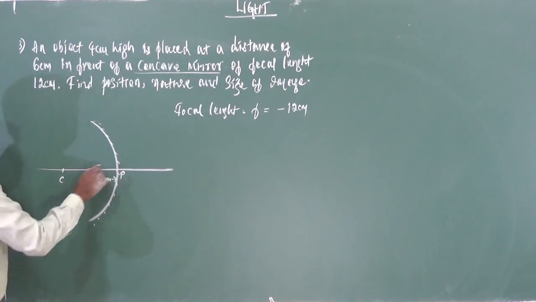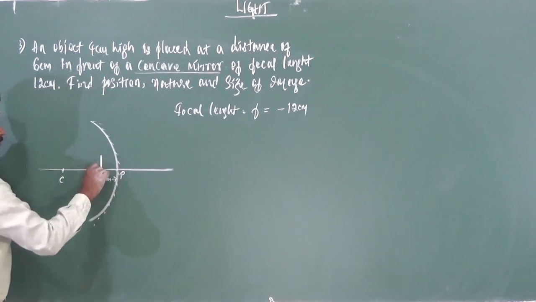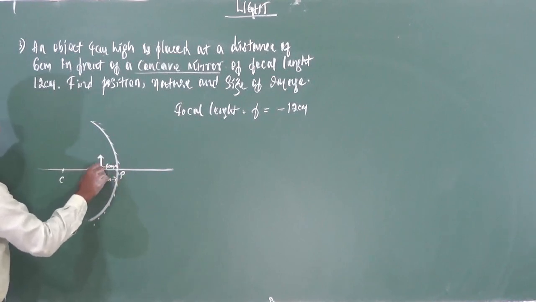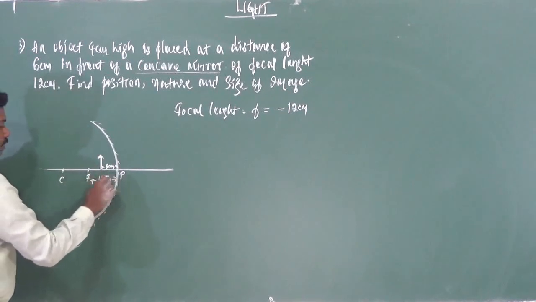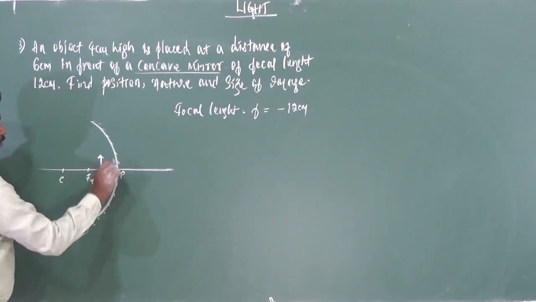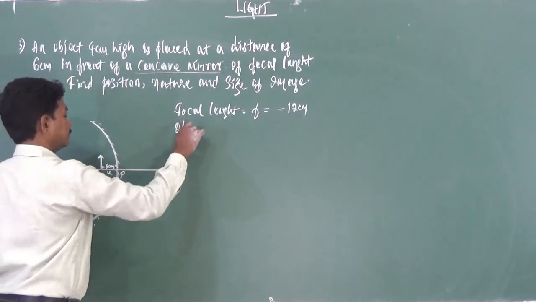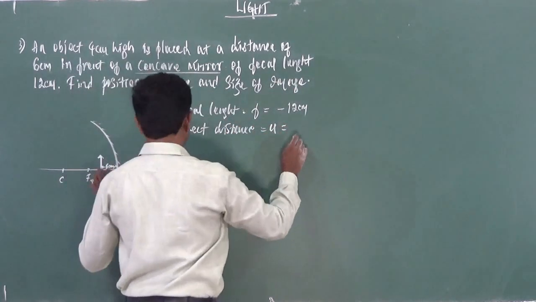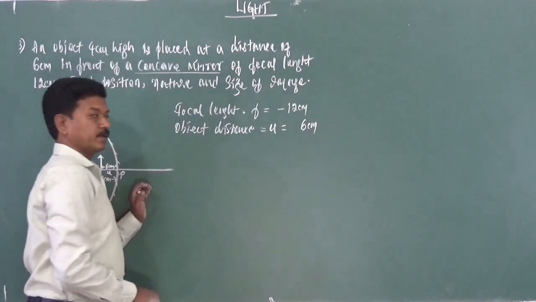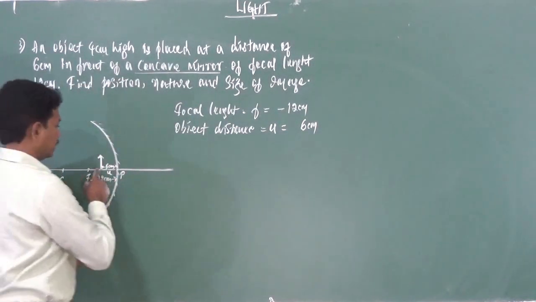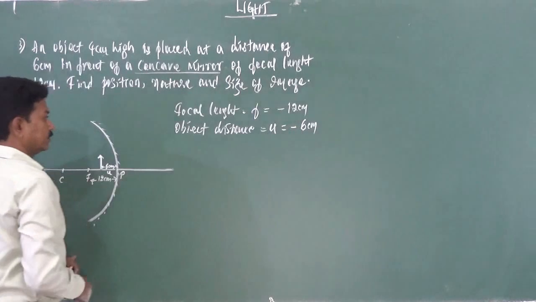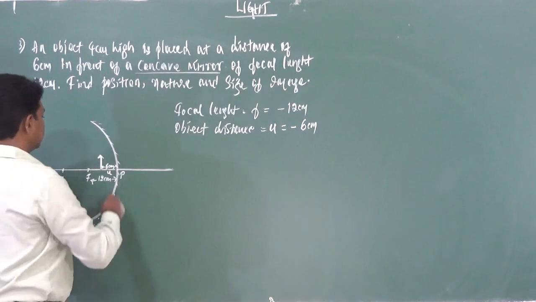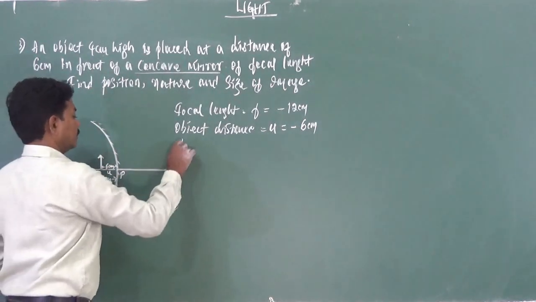The object is placed 6 centimeters from the pole of the mirror, which means it is placed between F and P. So this length is 6 centimeters. This is the focal length and this is the object distance, that is u. Object distance u is 6 centimeters. Whether it is positive or negative, it is 100% negative because it's against the incident light rays. So it is minus 6 centimeters. Now the object is 4 centimeter in height, that is the height of the object.